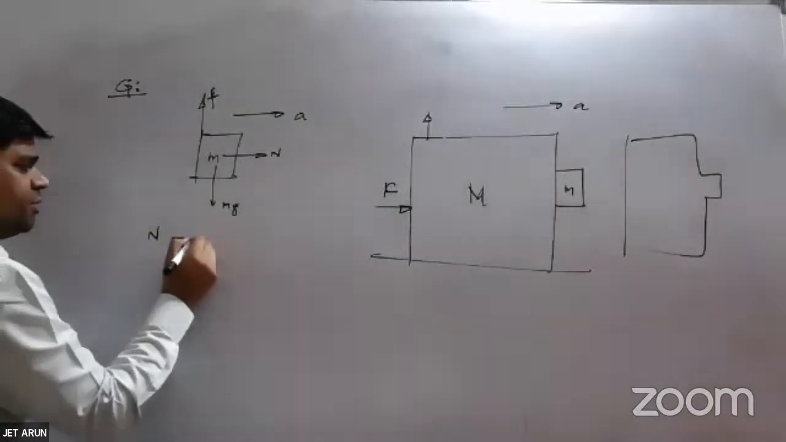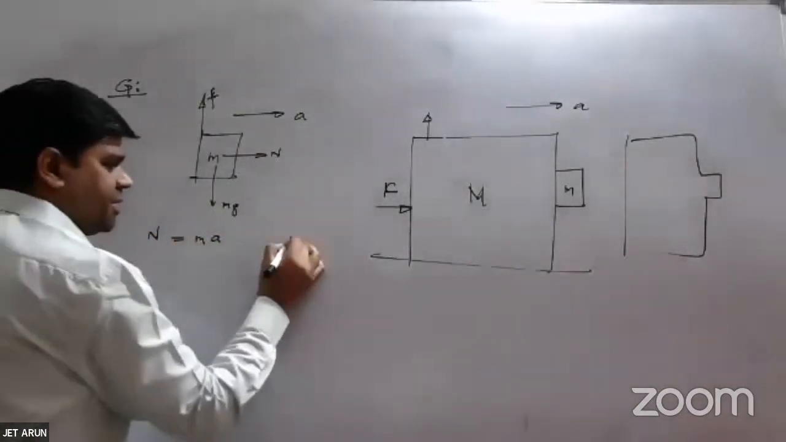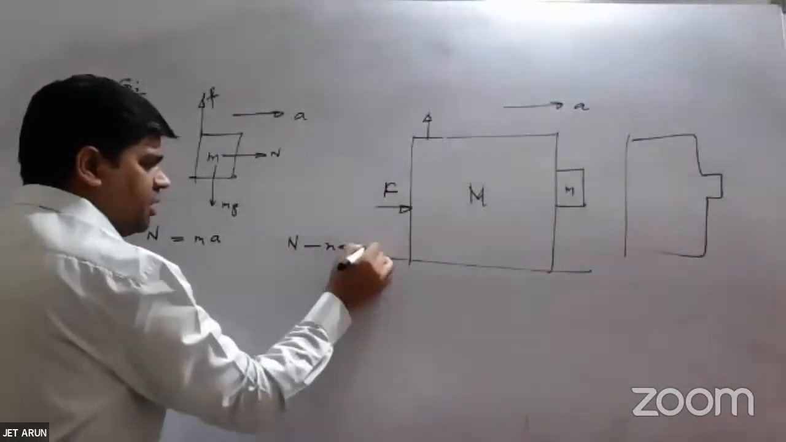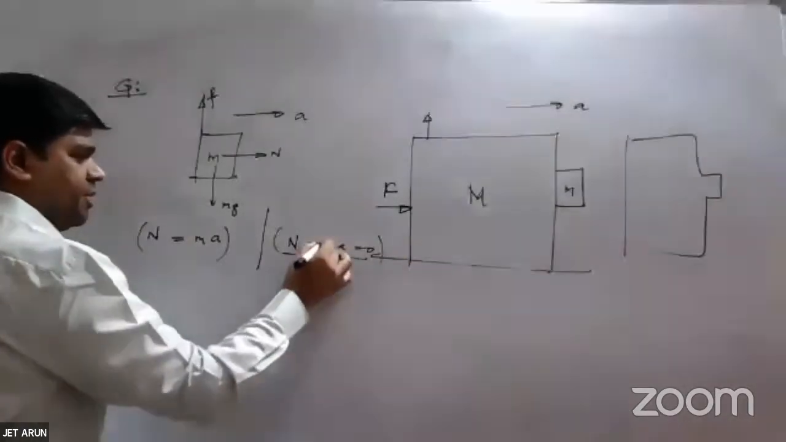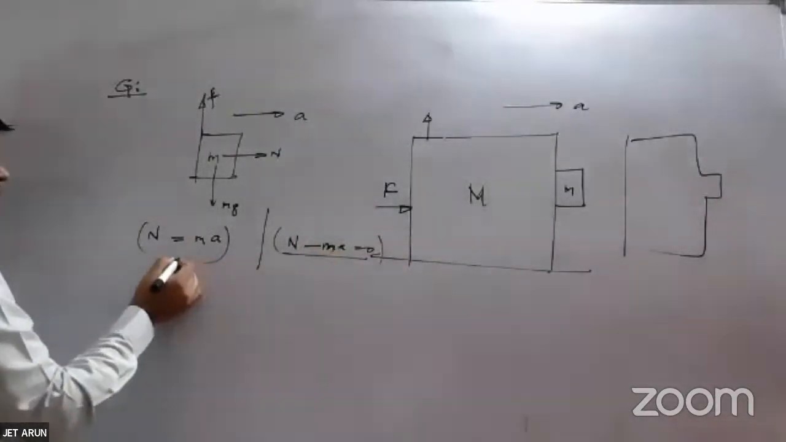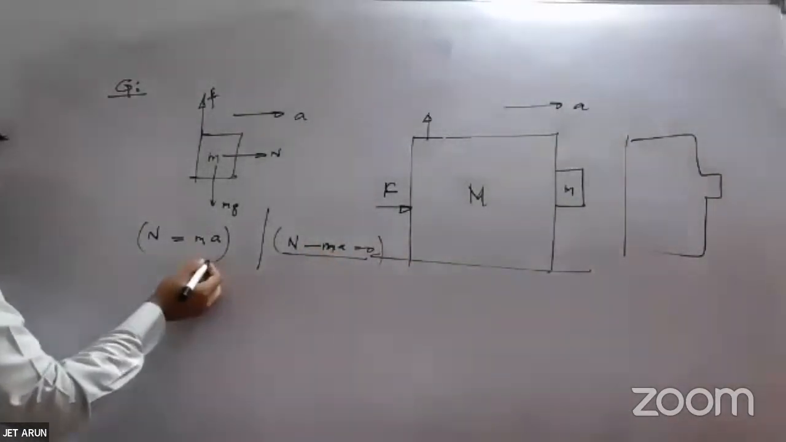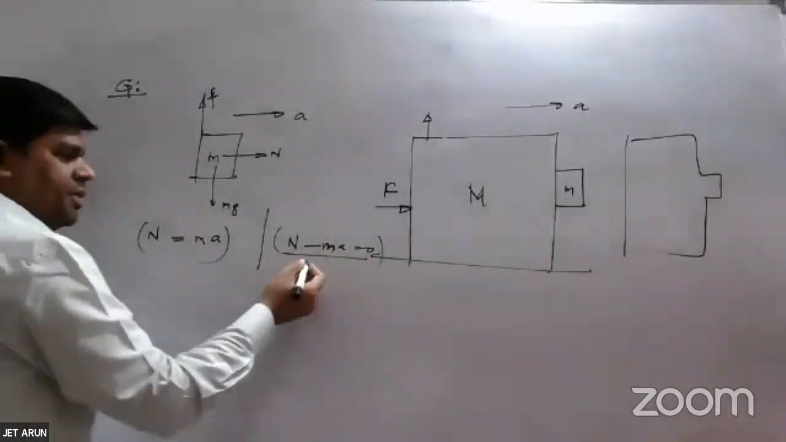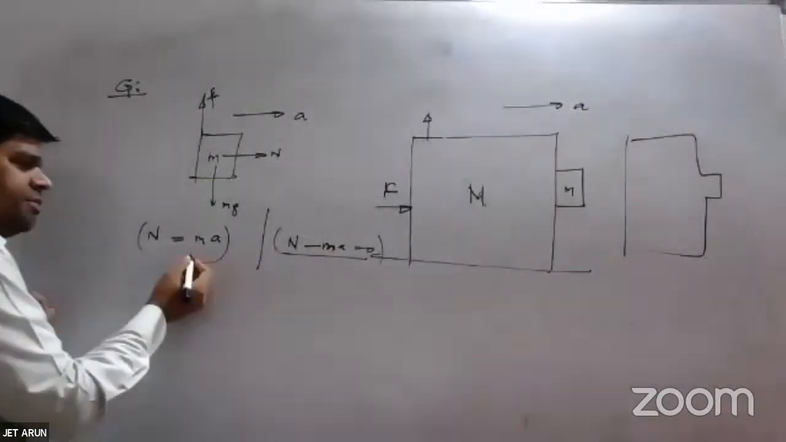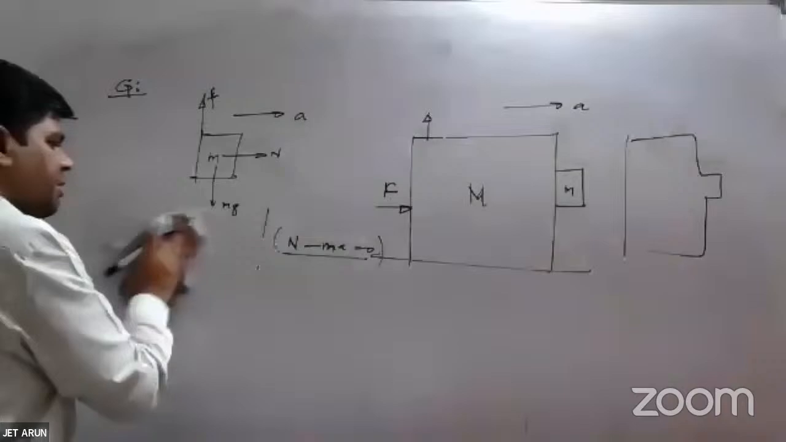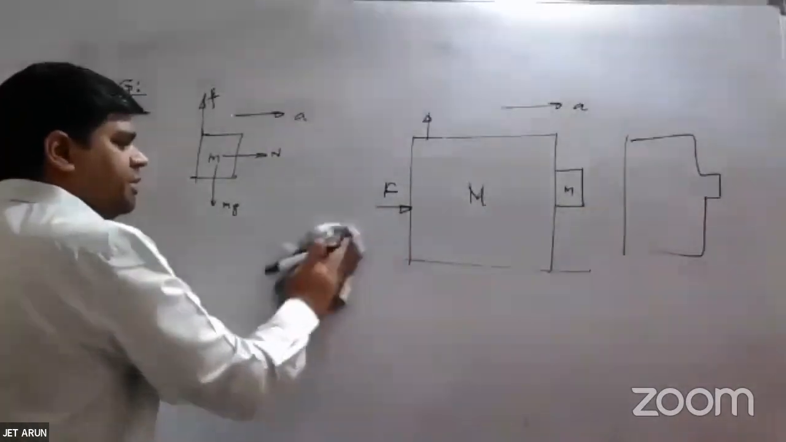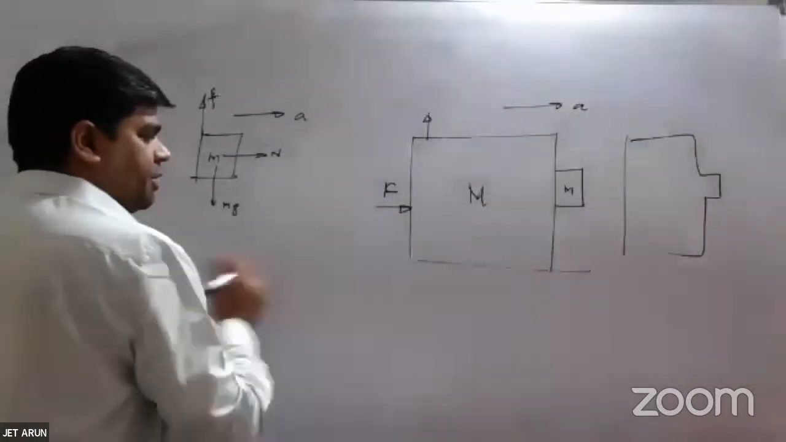N is equal to mass times acceleration. Previously, I had N minus ma equal to 0. Both are the same mathematically, but physically they are different. Here it means equilibrium, the particle is at rest; here it means cause and effect, the particle is moving with an acceleration a. They are mathematically the same but physically different. This is what I've been insisting every time, and that's a very important point.